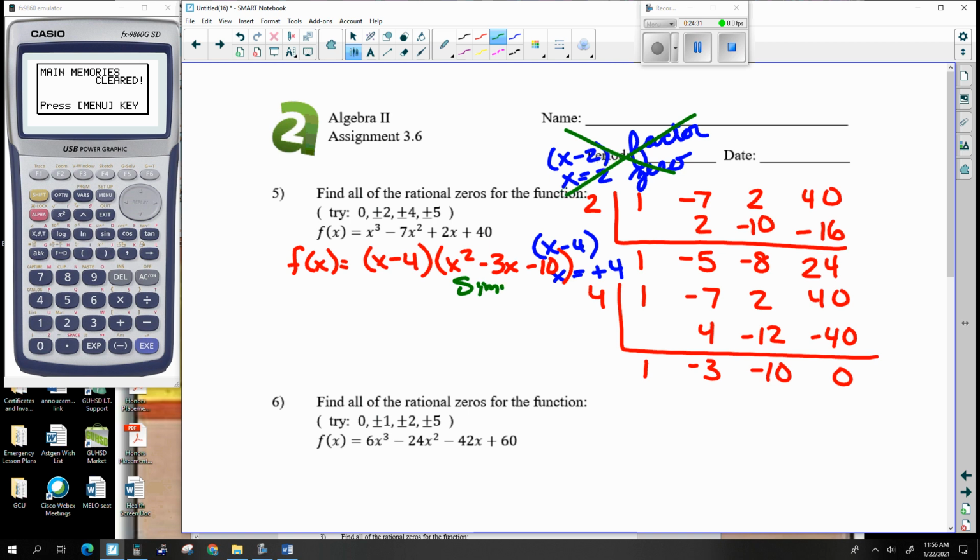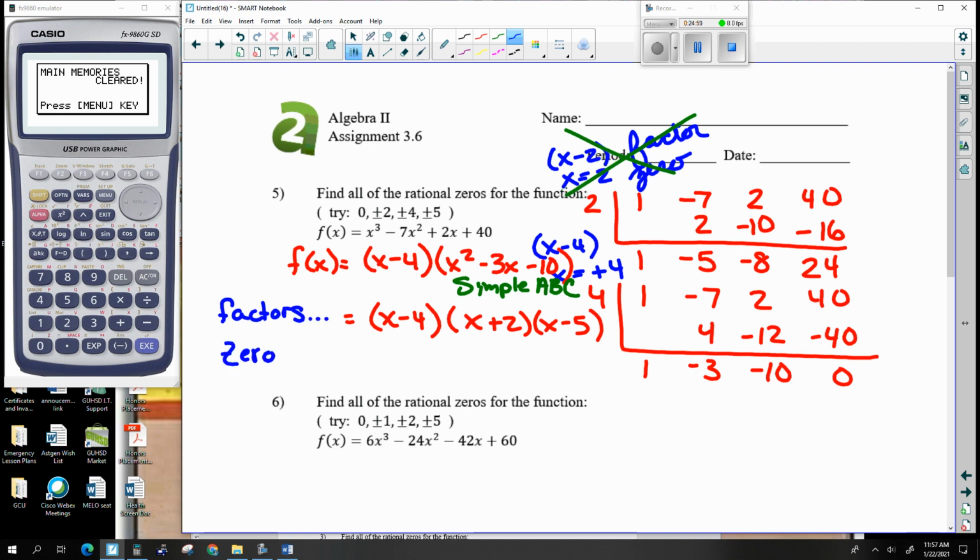Now I can look at this as a simple ABC. Multiply to negative 10 while adding to negative 3. So that would be positive 2 and negative 5. Those numbers multiply to negative 10, but yet add to negative 3. There's an x minus 4 still attached. So I have singular x's, so these are all the factors. And then all the zeros would be x is equal to positive 4, negative 2, and positive 5.